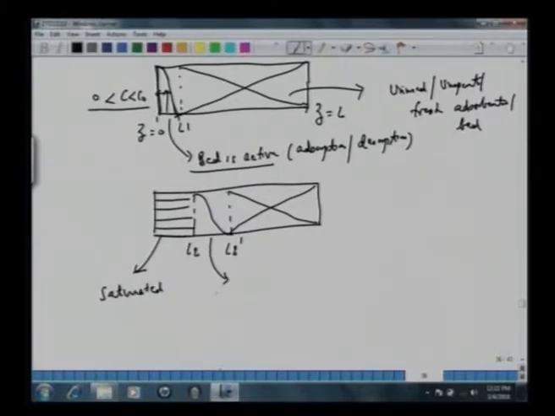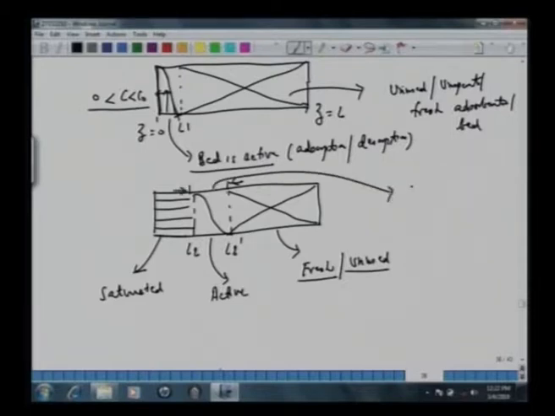This is the region where the bed is active, and this is the region where the bed is fresh or unused. All right. So this is what we call here MTZ, mass transfer zone. So what is mass transfer zone?